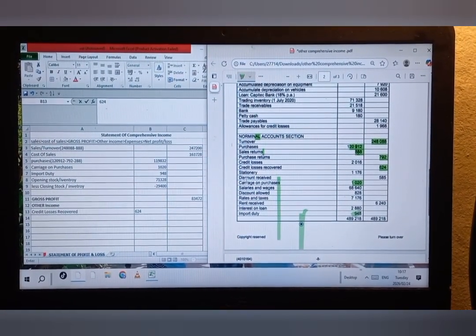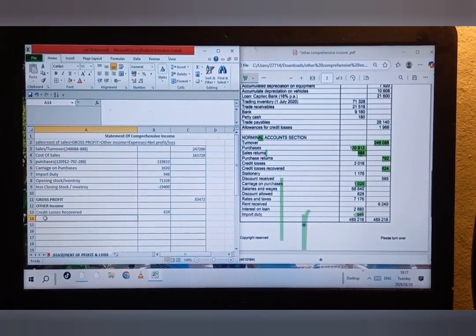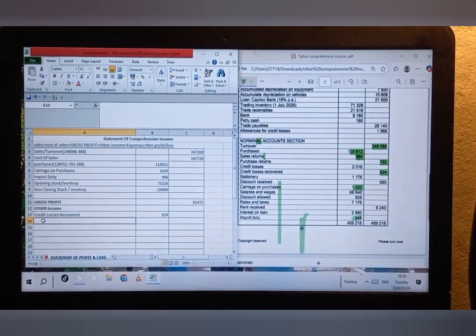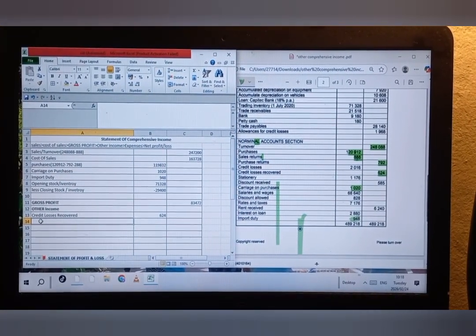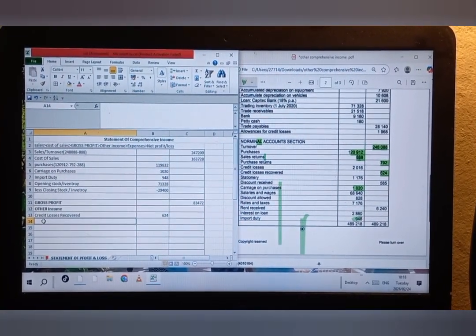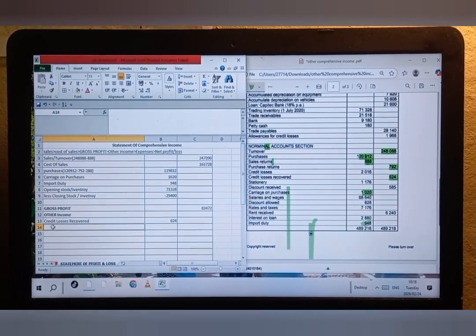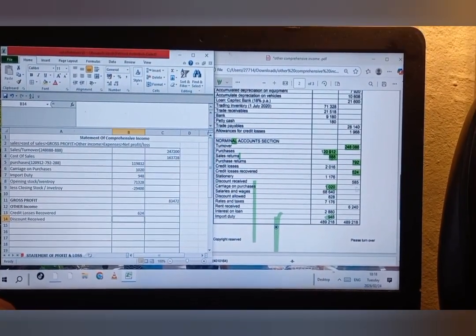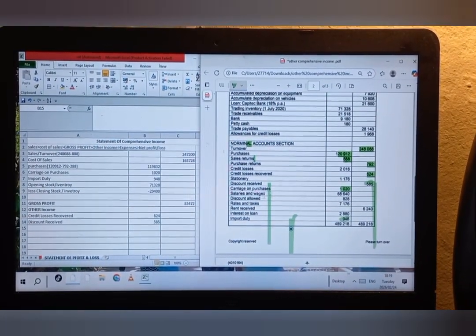And then we record it under other income, discount received. We don't minus it on our purchases because it's not settlement discount received. It is a discount received, which is a general term that we use whenever we receive a discount. Discount received 585. Carriage on purchases, we've already recorded.